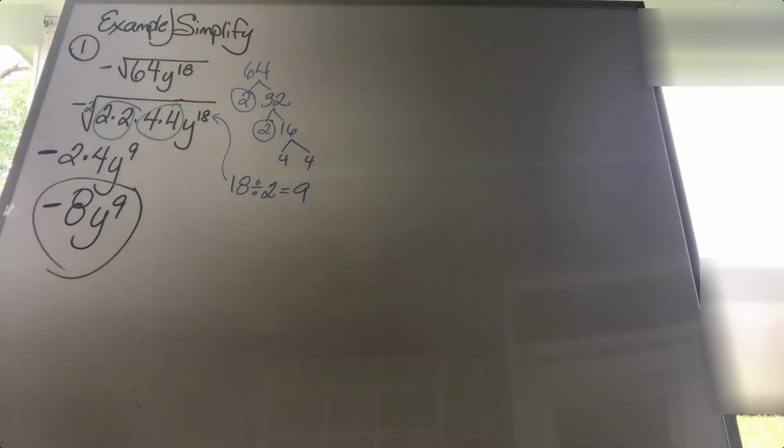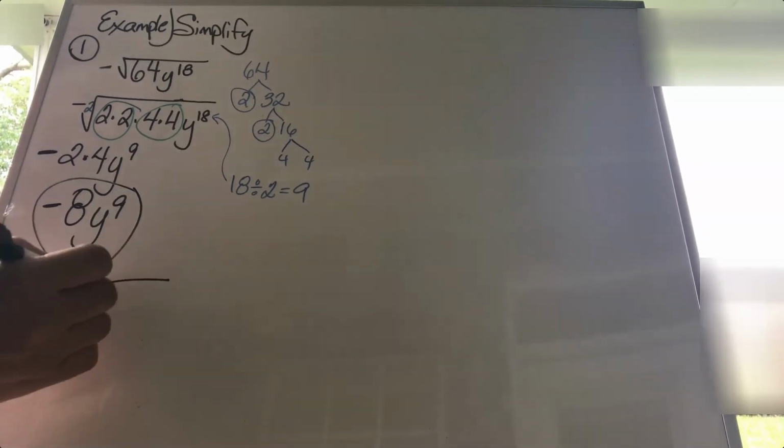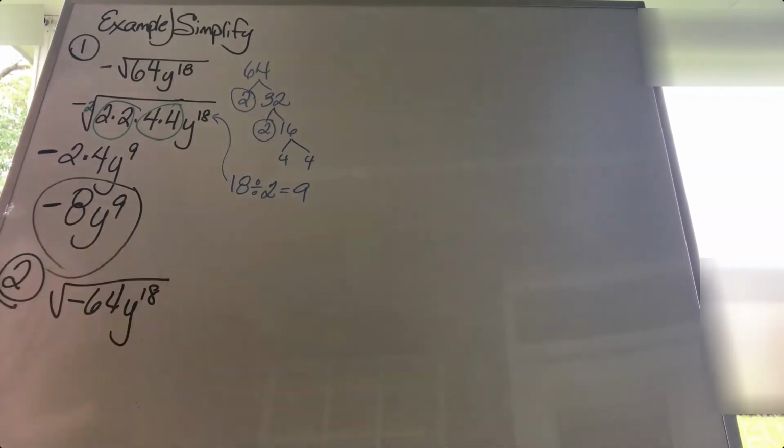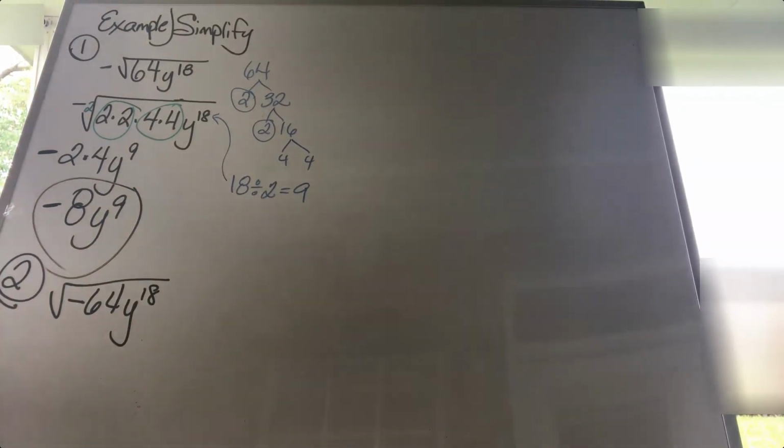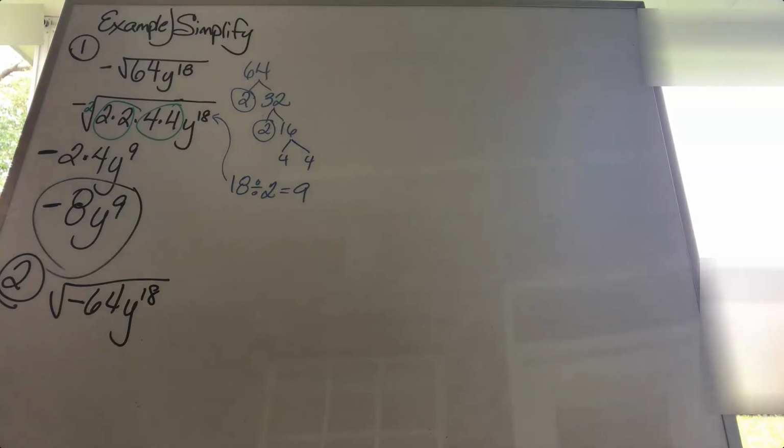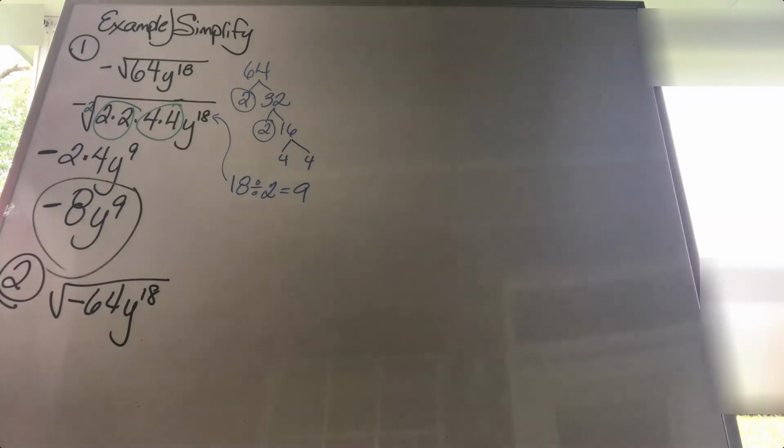Let's change this one up a little bit. What if that negative was inside the square root? With that negative inside the square root, that says I have to multiply something times itself and get a negative. Well, that means if I'm multiplying it times itself, it's either going to be a positive times a positive, or a negative times a negative. And neither one of those is going to give me a negative answer. So I'm not going to be able to find a number that I can multiply times itself and get a negative answer. So that's make-believe stuff. So this is not a real number.